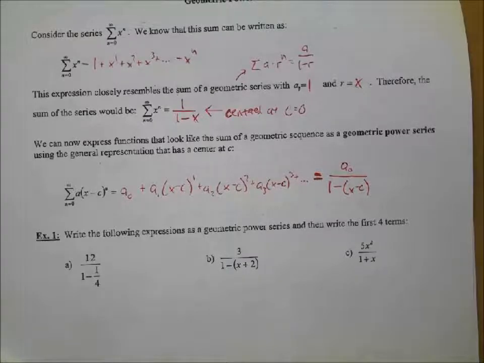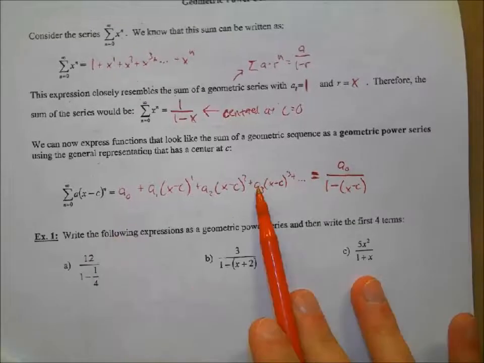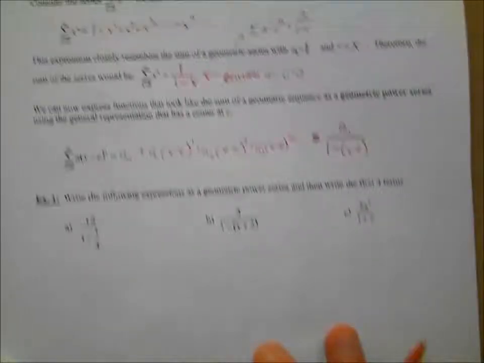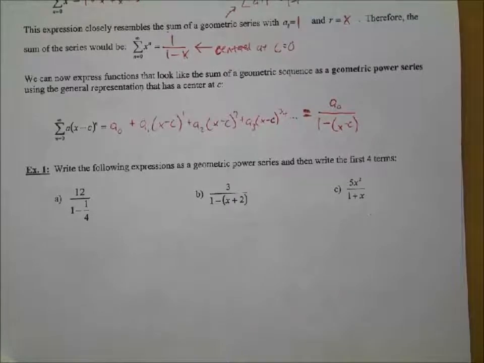Okay, and so that's the form we're going to look for, right? We have this series that's then represented by this function right here. So let's take a look at example 1. Write the following expressions as a geometric power series, and then write the first 4 terms.